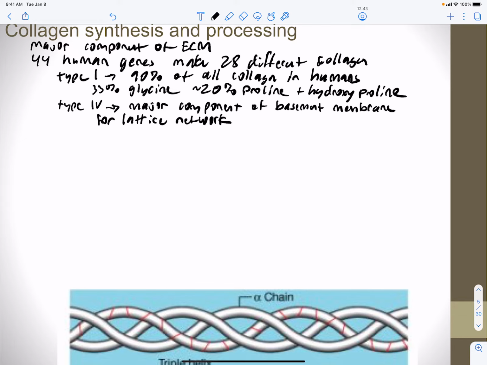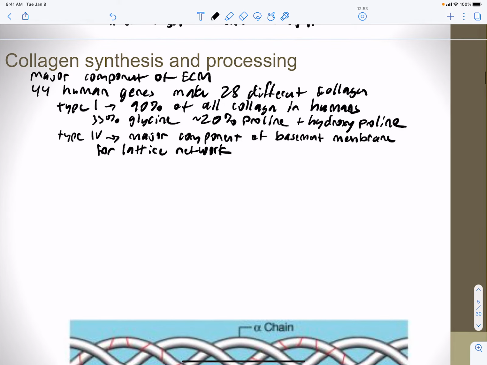And then, of course, collagens are going to be synthesized by fibroblasts, but they also can be synthesized by epithelial cells. Now, collagen is going to be synthesized as a pre-protein, and then it's going to undergo extensive post-translational modification, as well as some pre-translational modification.